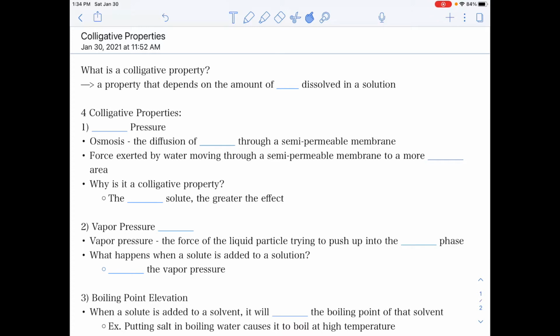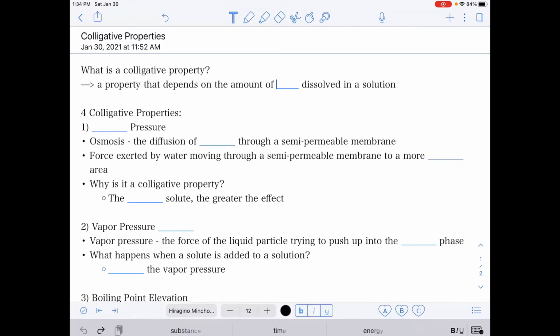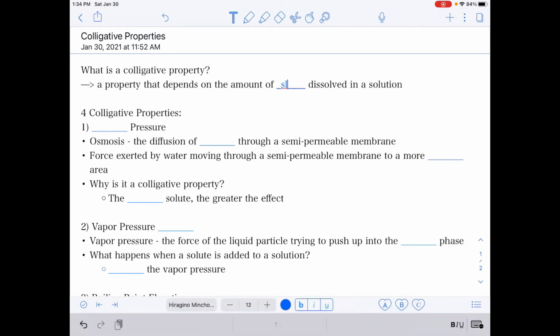So first, what is a colligative property? Well, it's a property that depends on the amount of solute dissolved in a solution. And there are four colligative properties we're going to be talking about today. The first one is osmotic pressure.